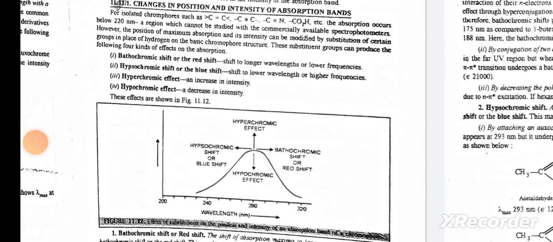Bathochromic shift or the red shift: shift to longer wavelengths or lower frequencies. Hypsochromic shift or the blue shift: shift to lower wavelengths or higher frequencies. Hyperchromic effect: an increase in intensity. Hypochromic effect: a decrease in intensity.